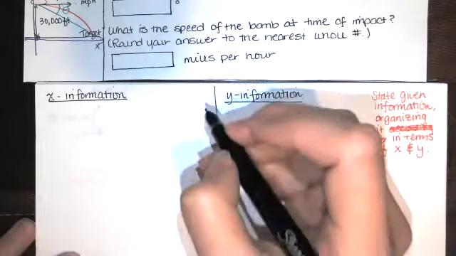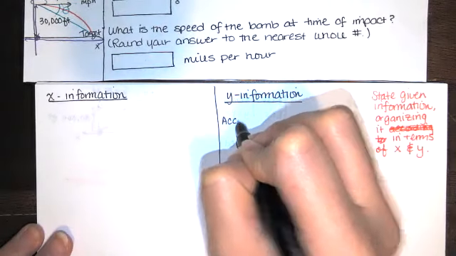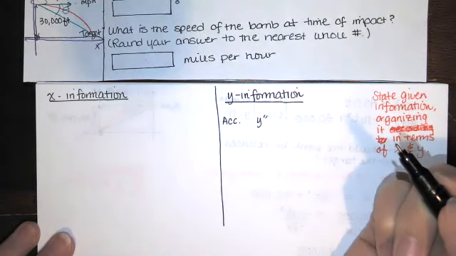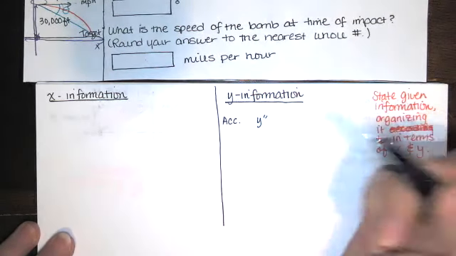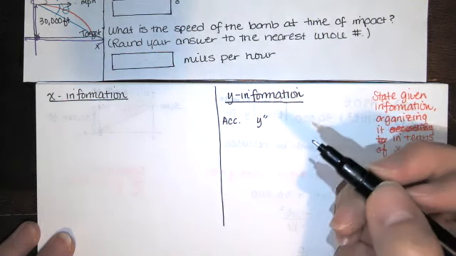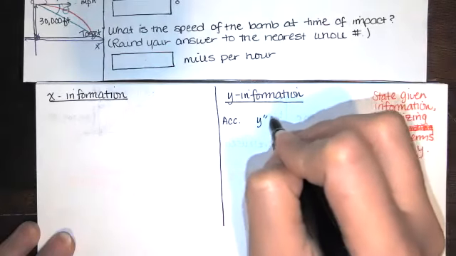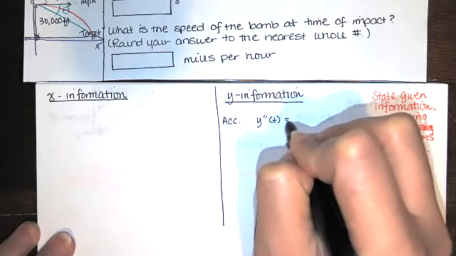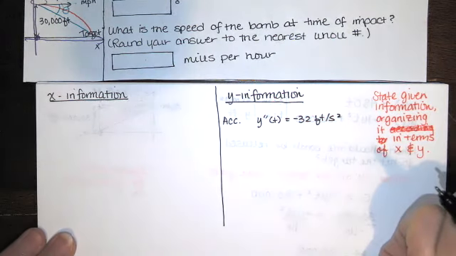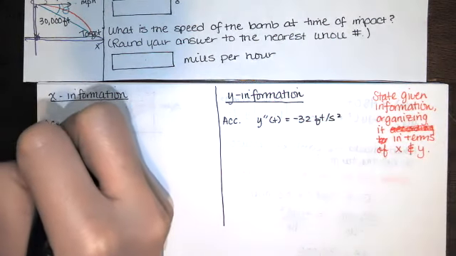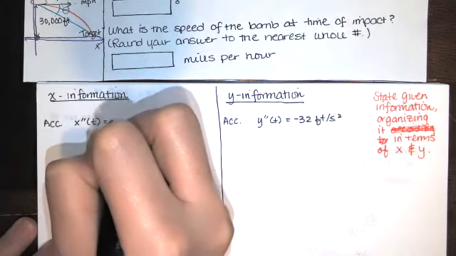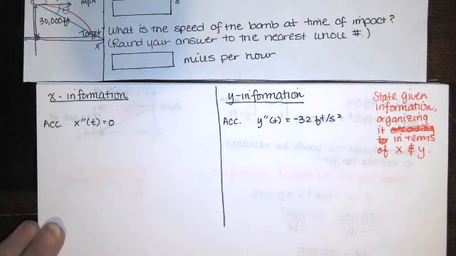per second squared. Now remember, acceleration from calculus 1 is the second derivative of the position function with respect to time. So if y of t represents position at time t, y double prime of t would be the acceleration. So y double prime of t is negative 32 feet per second squared. And the acceleration in the x direction is 0, because there's no acceleration in the x direction at all.